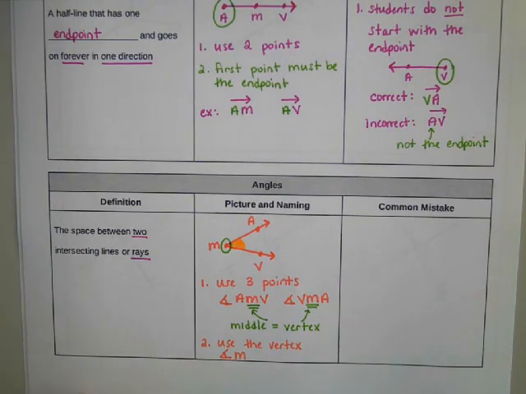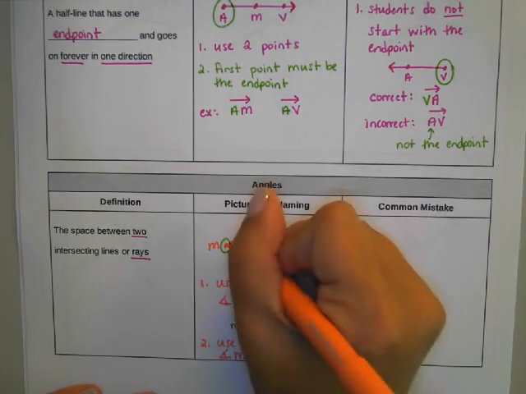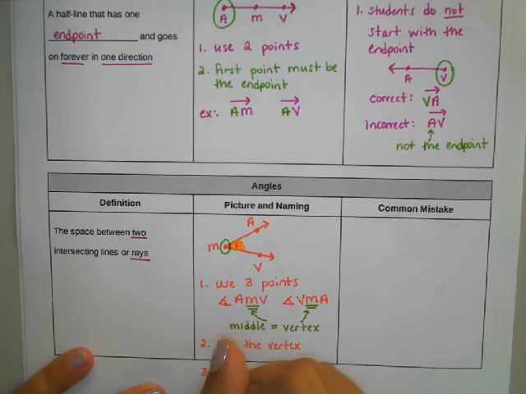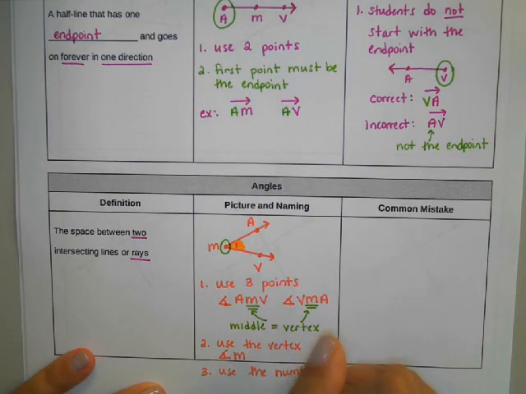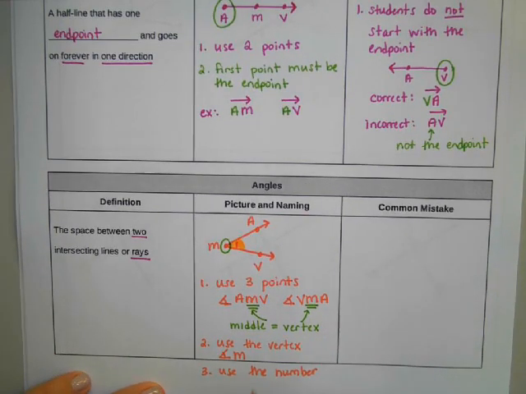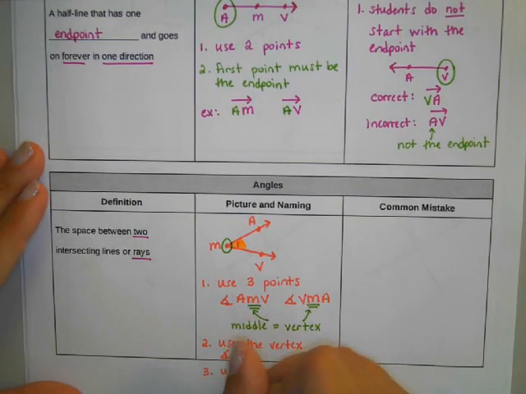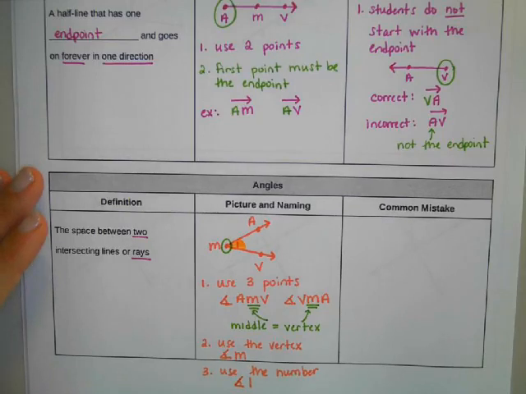The last option is sometimes you get lucky and in the picture when you look at it there's a little number like a 1 or a 2 or a 3 inside of the angle. So when that happens you can use the number to name the angle. So I could just call this angle 1. Now that only works if there is a number there. If there's no number, you cannot just draw your own number in. So that's sort of a sometimes it works and sometimes it doesn't depending on the diagram situation.